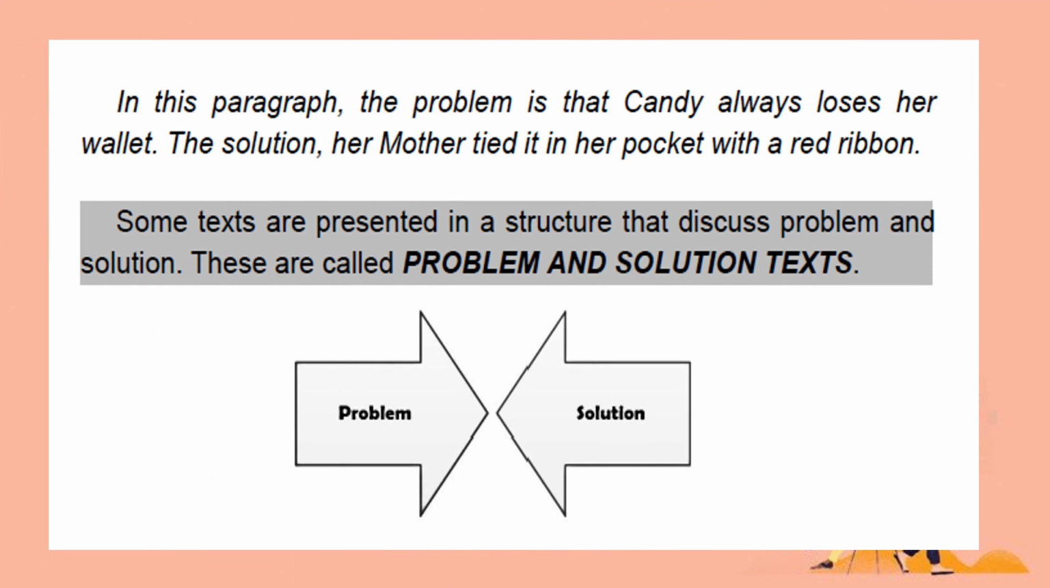So, in this paragraph, the problem is that Candy always loses her wallet. The solution: her mother tied it to her pocket with a red ribbon. So, some texts are presented in a structure that discusses a problem and solution. These are called problem and solution texts.